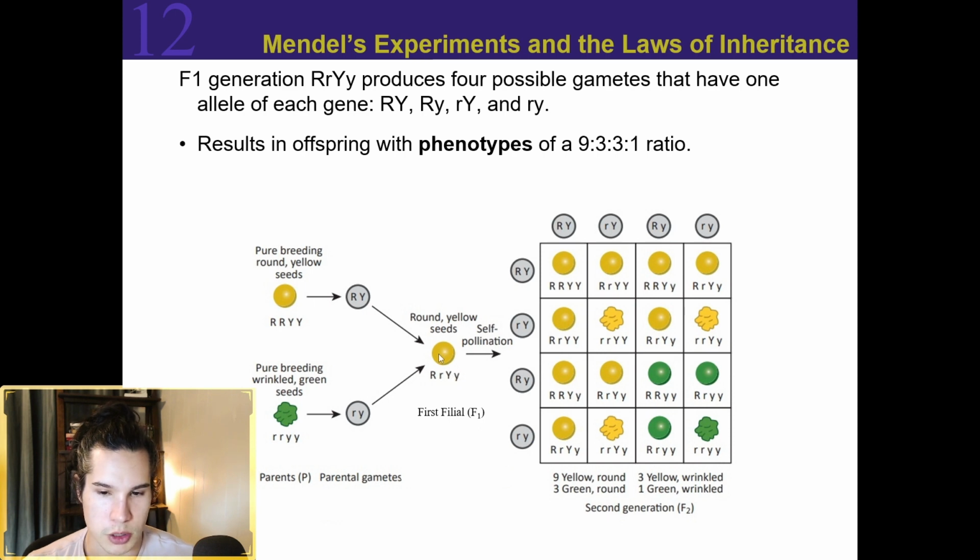And when we pollinate self, so self-pollination, you can make 4 potential 2-letter combinations using all of these letters. So you could have a big R, big Y. Here you have a big R, big Y. You have a big R, little y, and here's a big R, little y. You have a little r, big Y, little r, big Y. You have a little r, little y, little r, little y. So it's cross-pollinated with itself.